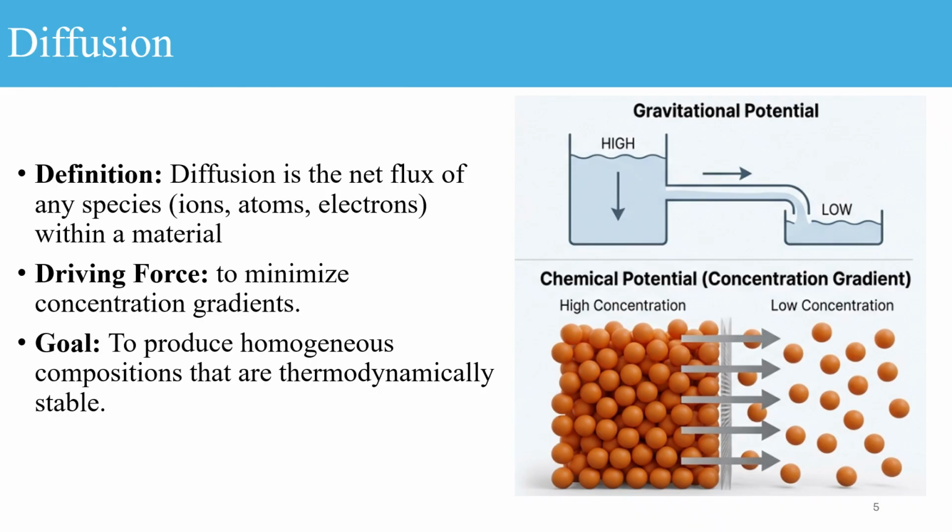So the atoms diffuse to minimize the concentration gradient, with the ultimate goal of producing homogeneous compositions that are thermodynamically stable. In the case of water flow, water flows from high gravitational potential to low to balance the potential difference. Similarly, with the concentration gradient, the atoms in high concentration try to diffuse into low concentration to balance the concentration difference.